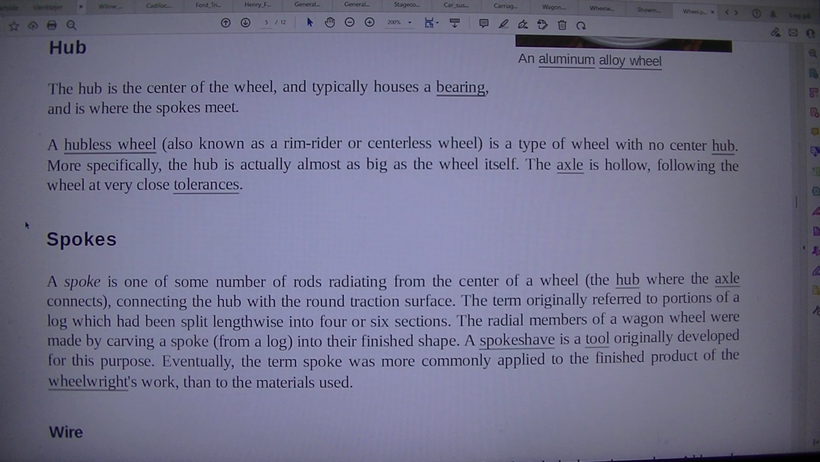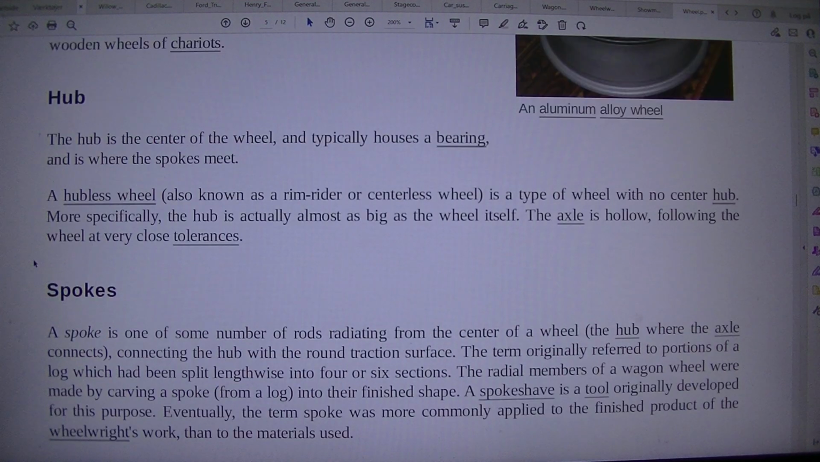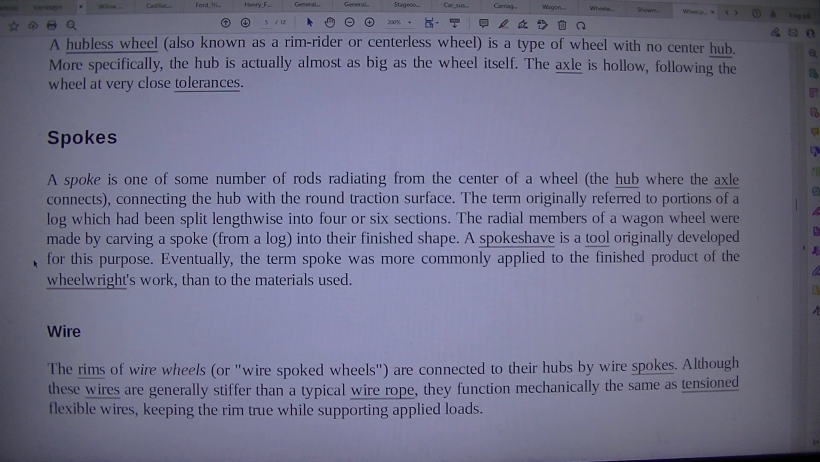Spokes. A spoke is one of some number of rods radiating from the center of a wheel, the hub where the axle connects, connecting the hub with the round traction surface. The term originally referred to portions of timber which had been split lengthwise into 4 or 6 sections. The radial members of a wagon wheel were made by carving a spoke, from a log, into their finished shape. A spokeshave is a tool originally developed for this purpose. Eventually, the term spoke was more commonly applied to the finished product of the wheelwright's work, than to the materials used.